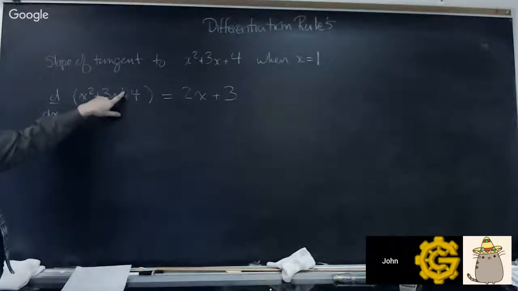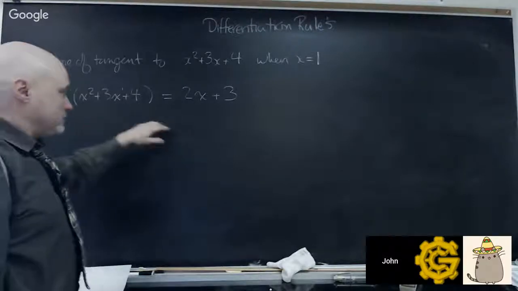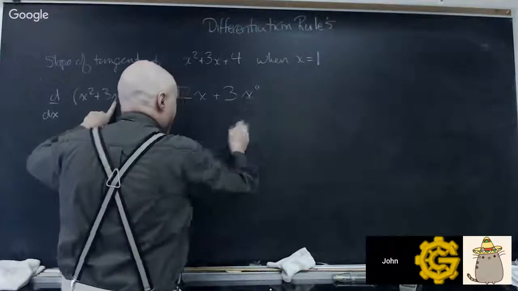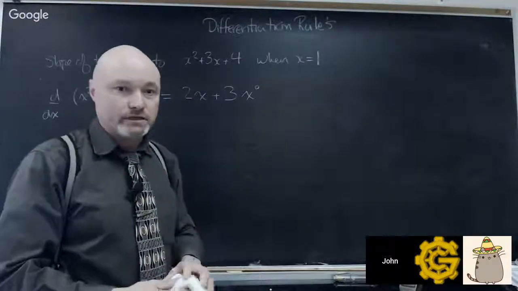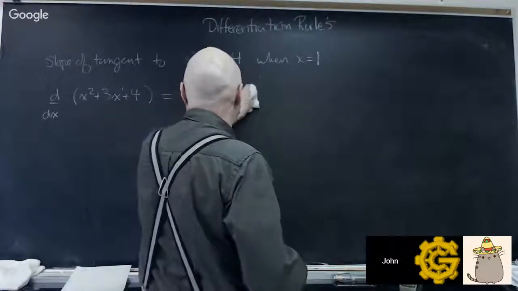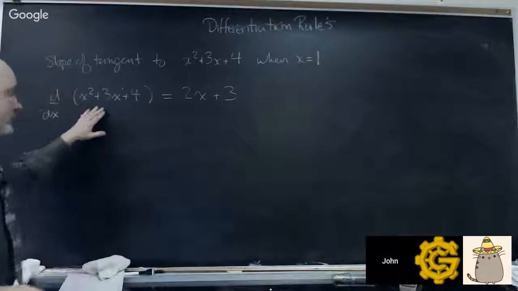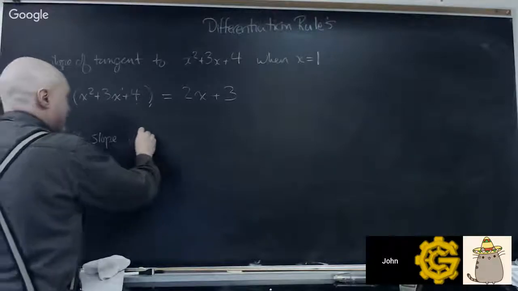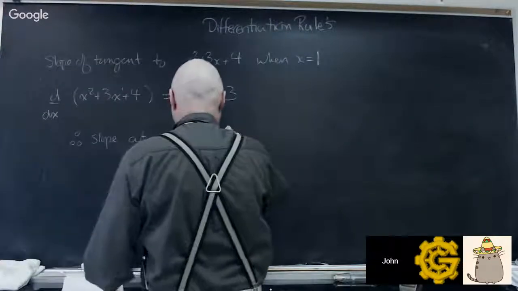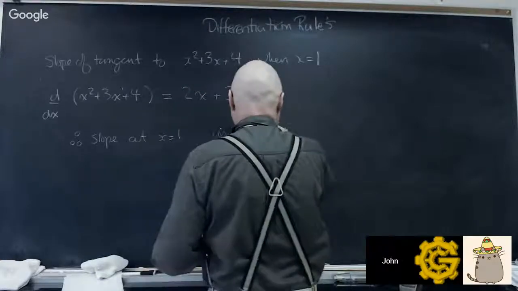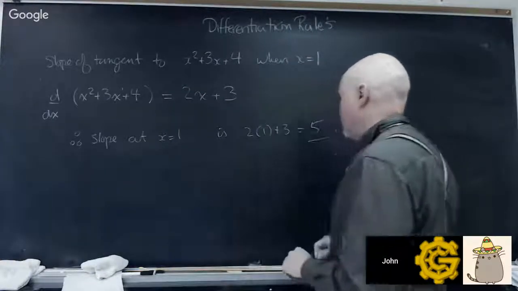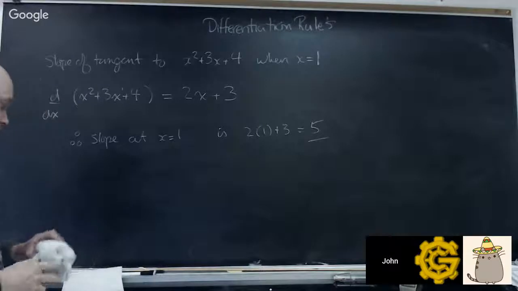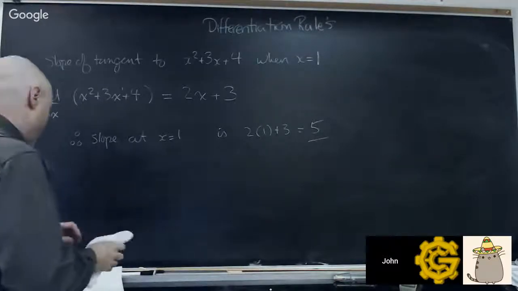And so our power rule says the 1 comes down. Our constant rule says it multiplies by 3. And then our power rule also says that this becomes exponent 0. And anything to the exponent 0 is 1. And so the derivative of this is 2x plus 3. And so the slope at x equals 1 is 2 times 1 plus 3, which is 5. Okay, so that was a relatively simple one. We just used the sum rule and the power rule and all those sorts of things.